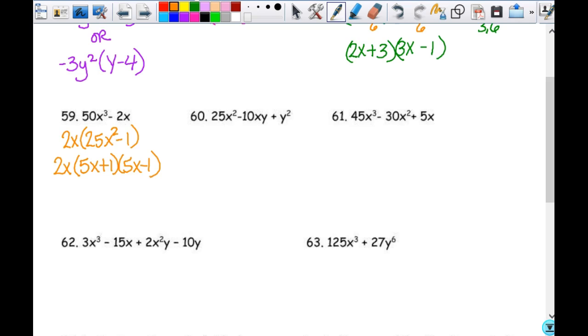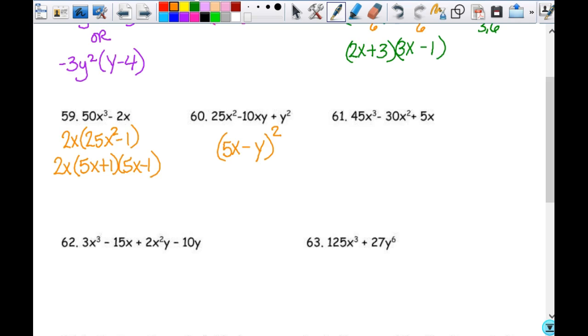So then here, to be able to factor this one, this is your perfect square trinomial because the square root of 25 is 5. The square root of y squared is y, and so this is 2 times 5 times y, or negative 2 times 5 times y. So the square root of this right here is 5x. The square root of this is y, minus, and it's squared.